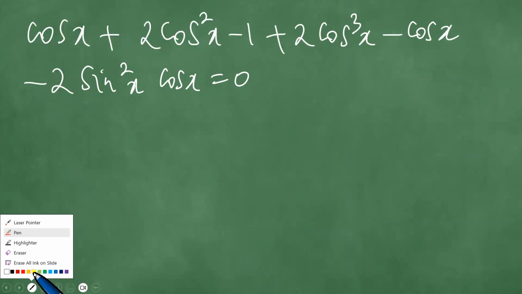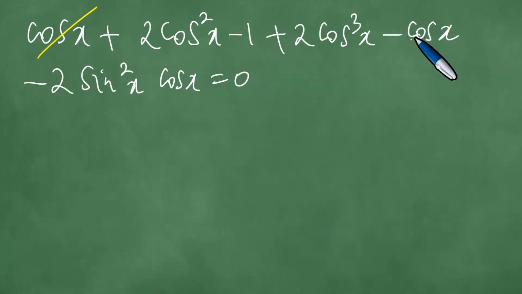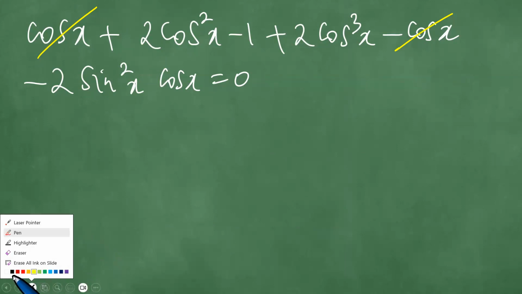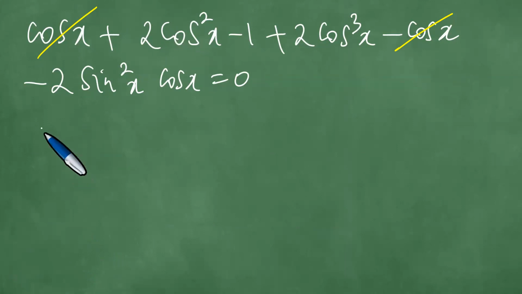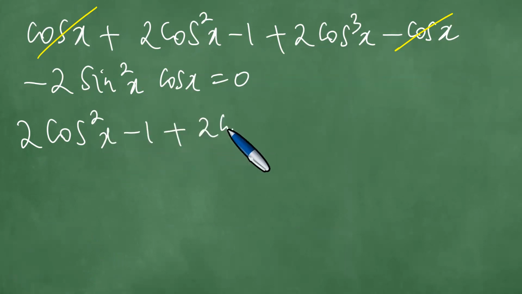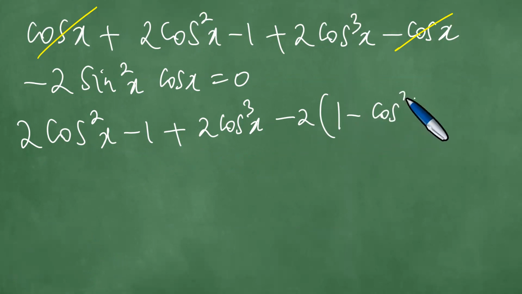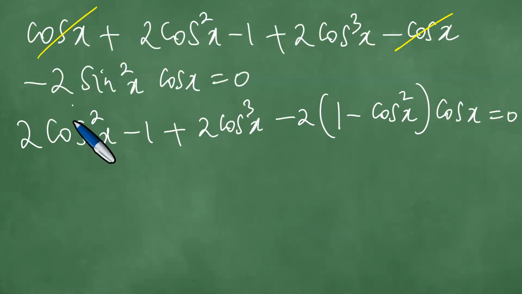Right, upon further examination, we're able to see cancellation because cosine x minus cosine x gives us 0. And we proceed with the rest of the non-zero terms: 2 cosine squared x minus 1 plus 2 cosine cubed x minus 2 sine squared x cosine x equals 0, because the sine squared of x is 1 minus cosine squared of x.